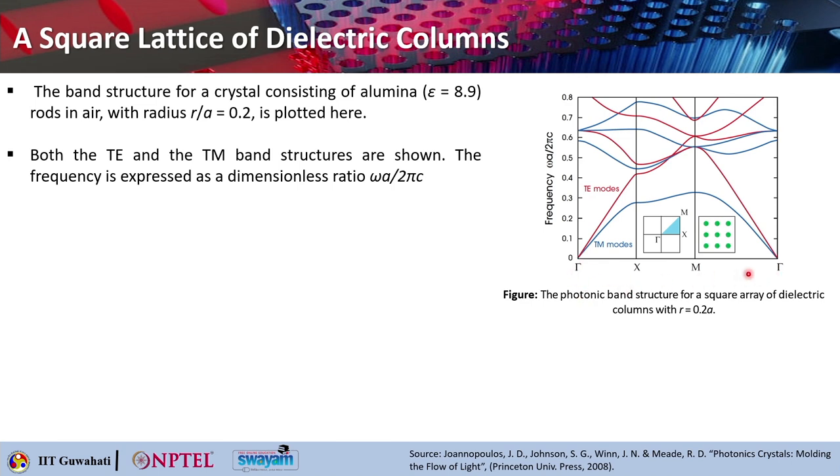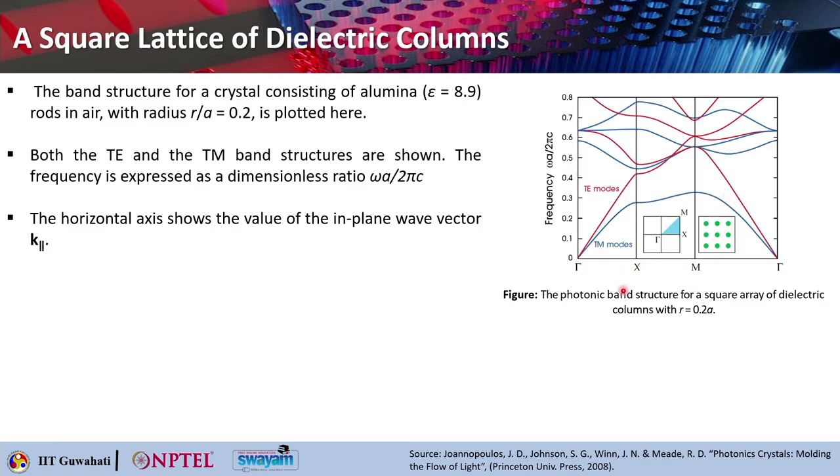So, once again, what is there here? On the x-axis, you have marked the k parallel wave vectors while traversing along the boundary of the irreducible Brillouin zone. The important points of symmetry here are gamma, X, M and gamma. So, you travel from gamma to X to M to gamma, and then you obtain those frequencies for which there is a solution to Maxwell's equations. In this particular diagram, the band structures for both TE and TM modes are shown. The TM modes are shown in blue and the TE modes are shown in red. The frequency is dimensionless because you have normalized it, written as omega a by 2 pi c, which is also expressed as a by lambda.